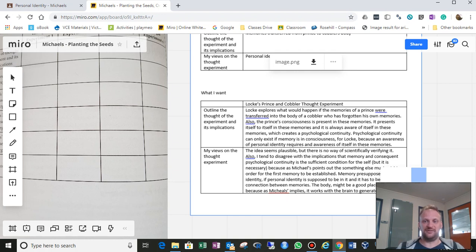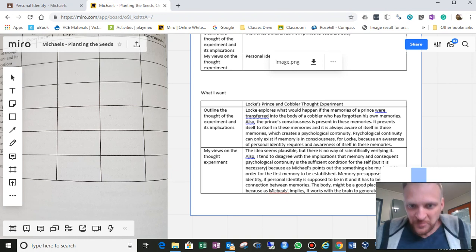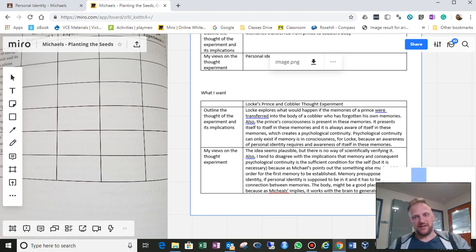This is just Locke's point of view. Because an awareness of personal identity requires awareness of itself in these memories. How else can you create the connection and thread? So logically, if I've gone to the trouble of writing that out and said, hey, sir, what do you think about this? I can say, maybe it was wrong of you to write that particular word. What you really need to do is just fix it up by changing that word to something a bit more accurate, and then we can move on, okay?